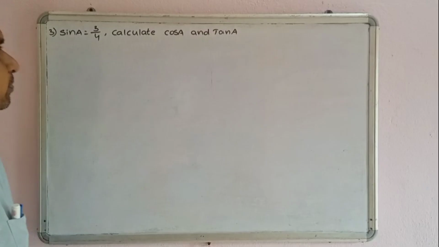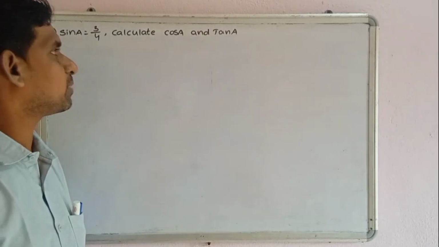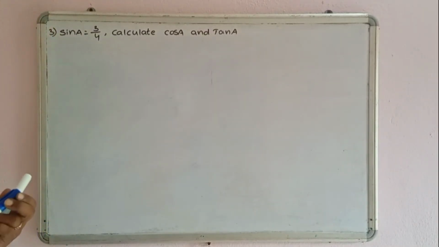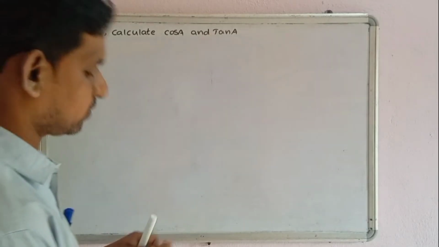Problem number 3. Sin A equals 3 by 4. Calculate cos A and tan A. Okay, sin A equals 3 by 4.